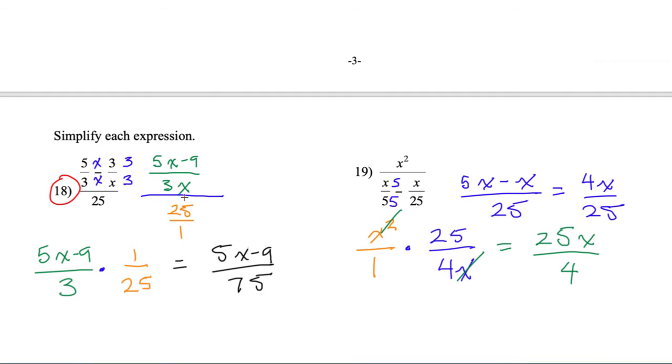On number 18, I made a mistake as well. This 3x, 3 divided by x, should have been copied down right here, but I did not. So the final answer should have been like that, with an x in the bottom.